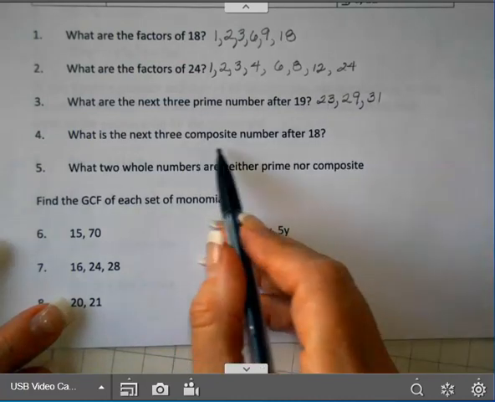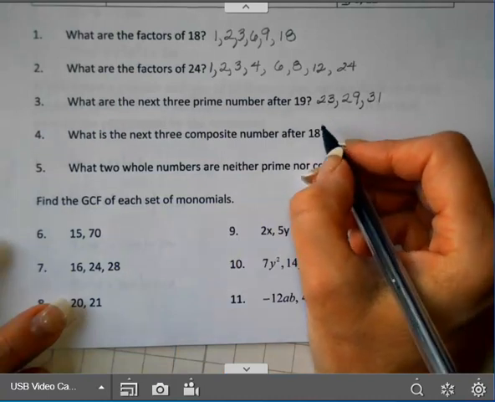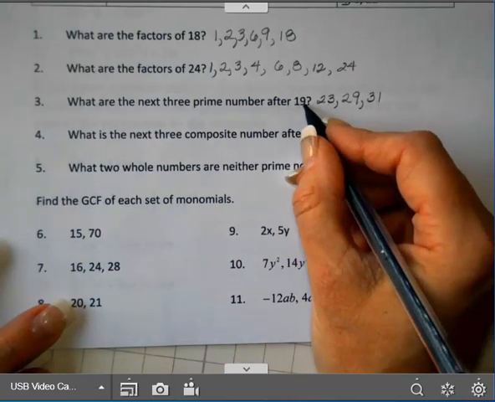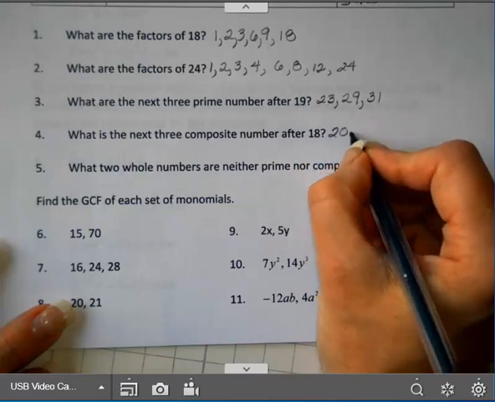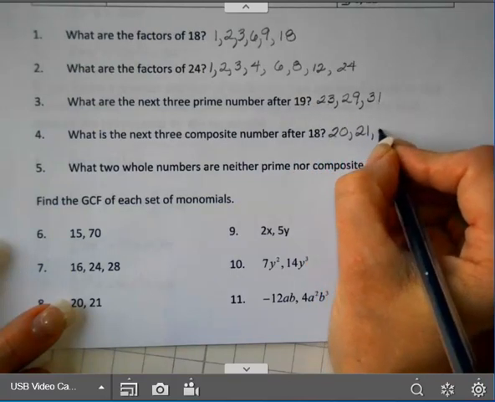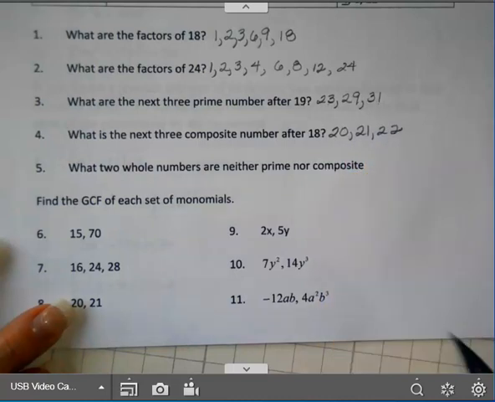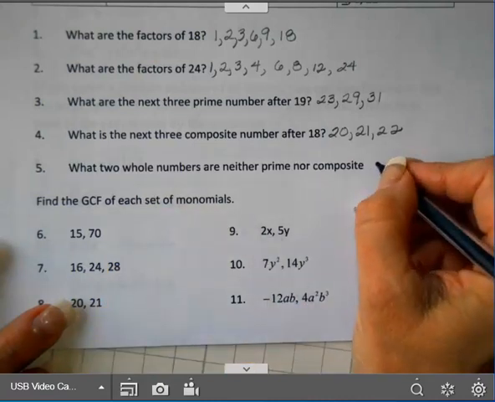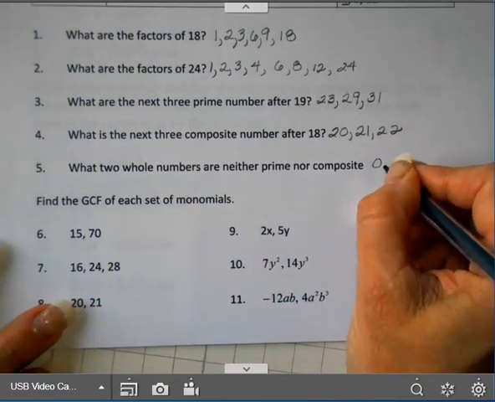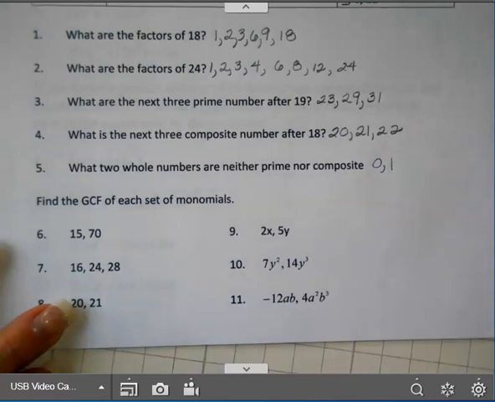The next three composite numbers after 18, well, we know 19 is not composite, it's prime. But then we have 20, 21, and 22. Those have extra factors besides 1 and itself. As long as you can think of one extra factor, it's going to be composite. The two whole numbers that are neither prime nor composite are 0 and 1.